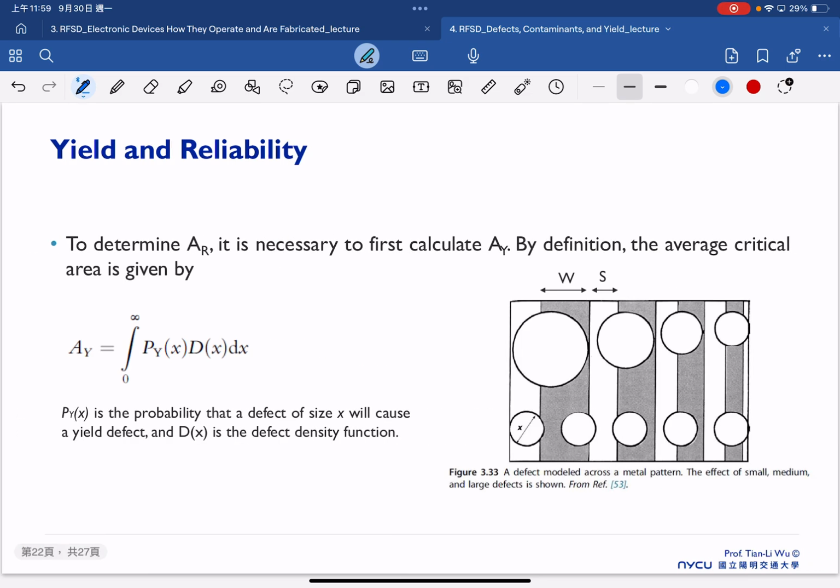So now we will give some more additional examples here. For example, this is a case to determine the AR. If you try to calculate the reliability critical area AR, first we need to calculate the AY. By using the following definition, we can start to estimate. So the AY can be calculated with this, where PY is the probability that a defect of size X will cause a yield defect, and D(x) is a defect density function. That's what we already talked about.